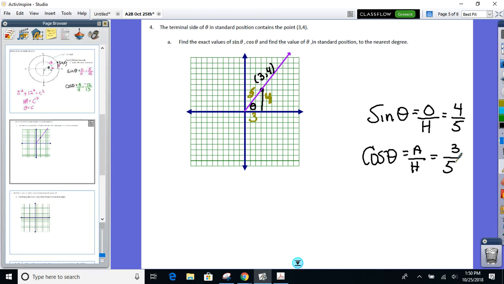Cosine or sine? Sine. Okay, so it's going to be the inverse of sine. And what fraction are you going to plug in if you pick sine? 4 over 5. You can do it with cosine too, just make sure you plug in 3 over 5. That will get me the angle measure. It's beautiful how this all works. To the nearest degree, 53 degrees. That angle's 53.